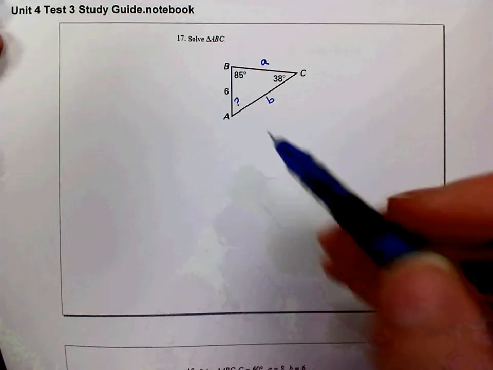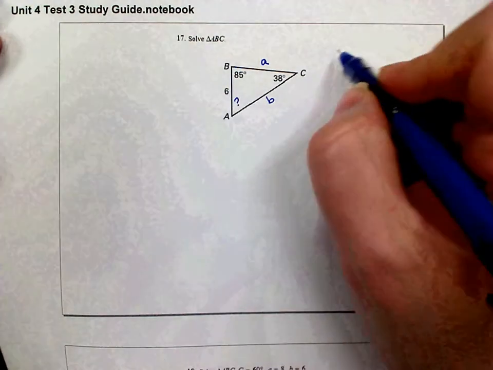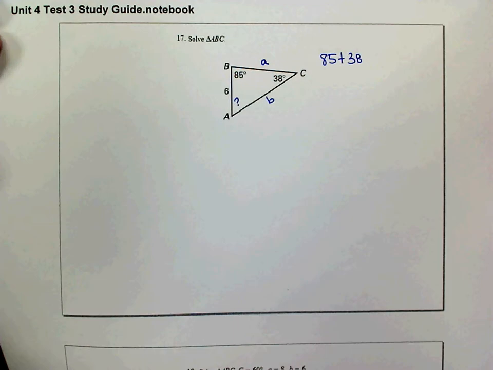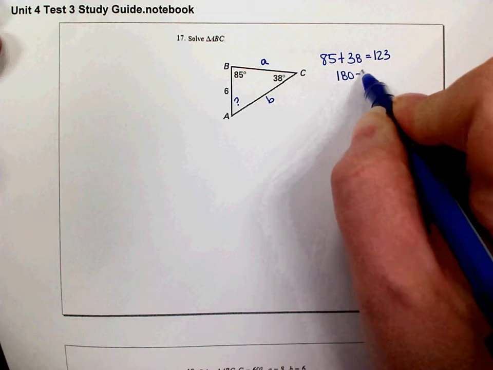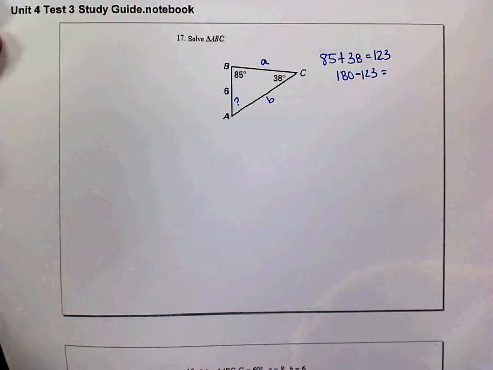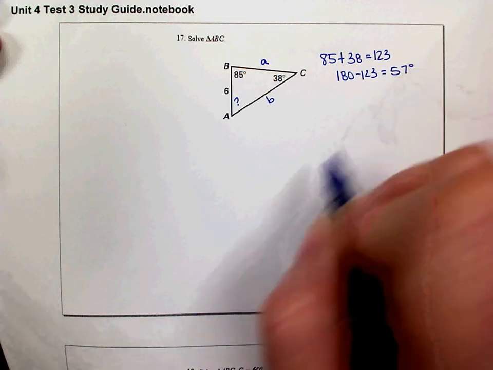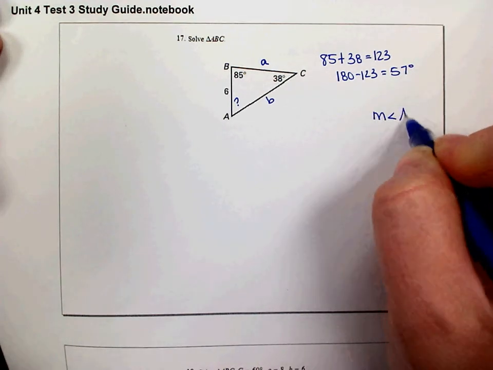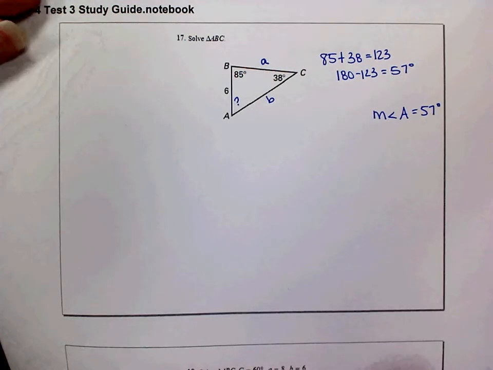Angle A is the easiest because I know 2 of the angles of the triangle. So to find the third one, I just need to add the 2 that I know, the 85 and the 38. So 85 and 38 add to be 123, and subtract that from 180 since all 3 angles of a triangle add up to be 180. So we get angle A is 57 degrees. So that's my first answer. The measure of angle A is equal to 57. Don't forget your degree symbol on your angle measures.